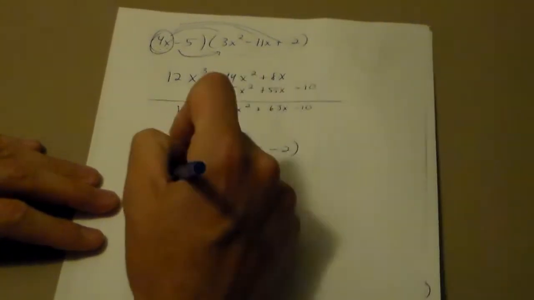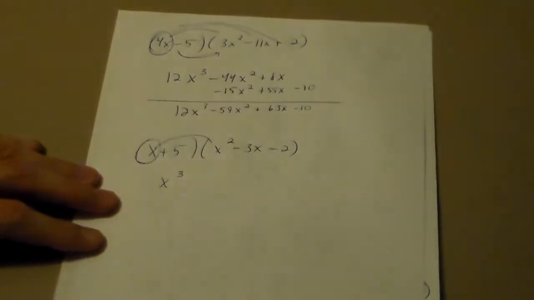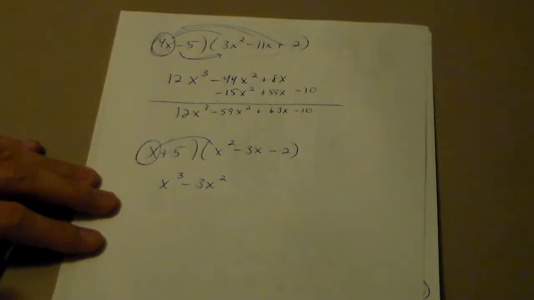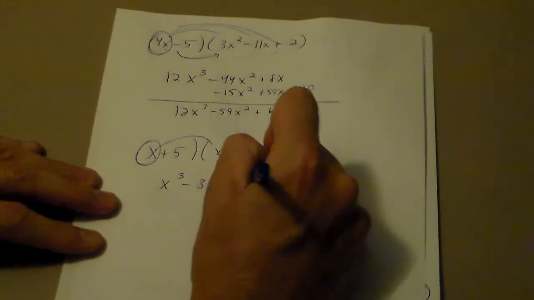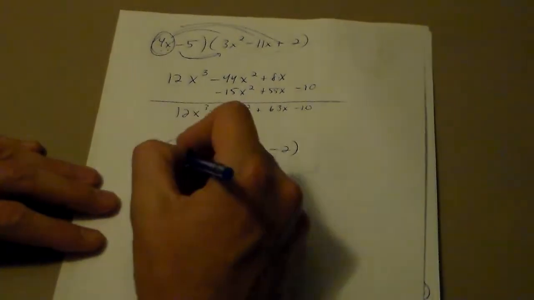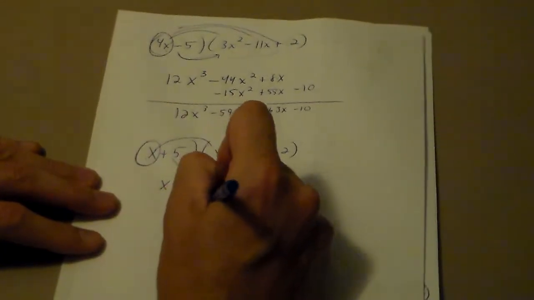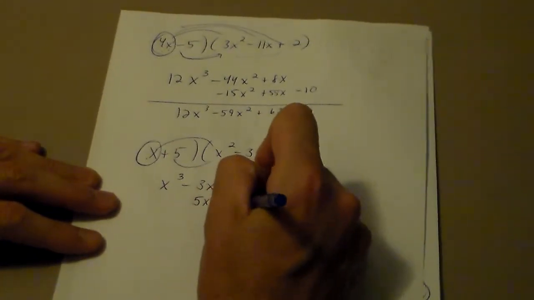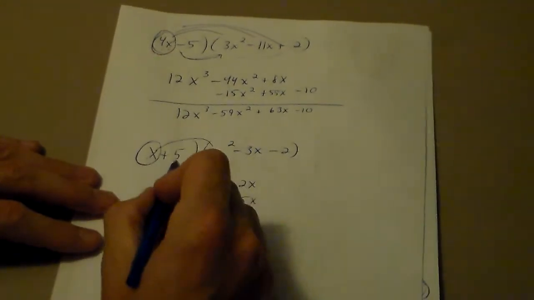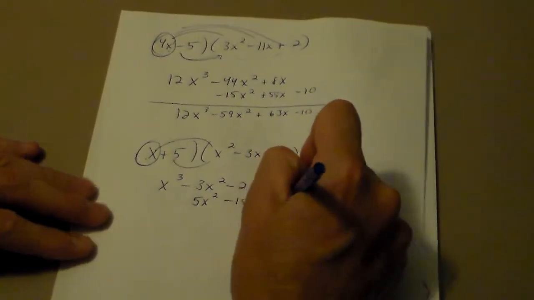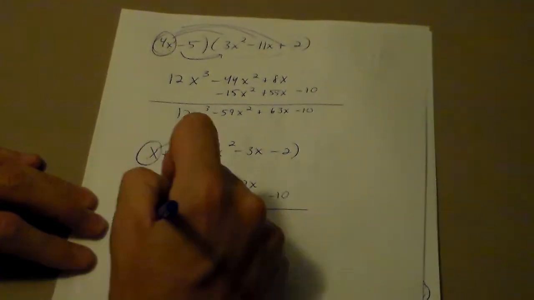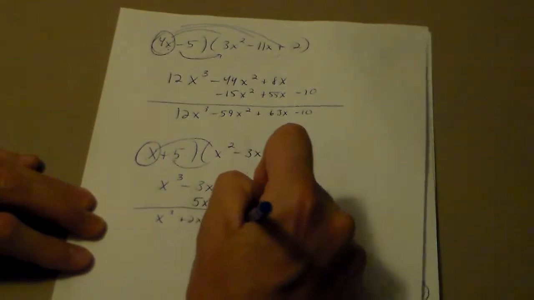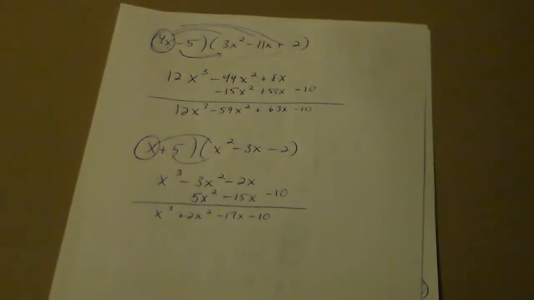So x times x squared is going to be x cubed. X times negative 3x, negative 3x squared. X times negative 2 is negative 2x. 5 times x squared is 5x squared. 5 times negative 3x, negative 15x. 5 times negative 2, negative 10. All right? X cubed plus 2x squared minus 17x minus 10.